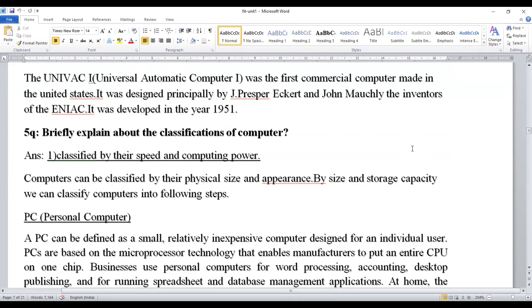What are the different types of classifications of computers? Computers can be classified by their physical size and appearance. By size and storage capacity, we can classify computers into the following types. Starting from the first one, the personal computer.